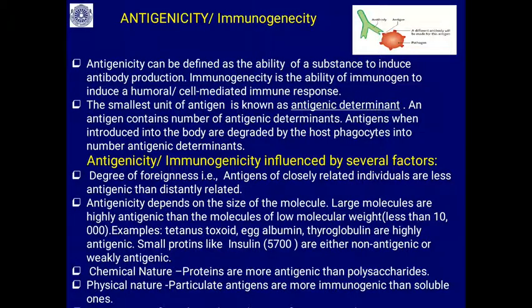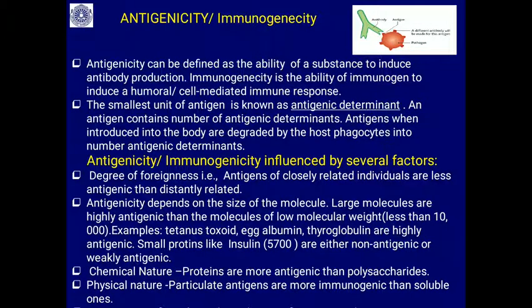Antigens, when introduced into the body, are degraded by the macrophages, host phagocytes, into a number of antigenic determinants or epitopes, and they are displayed with the help of MHC, and that can be understood by the immune cells to bring specific immune response. This ability of an antigen to evoke immune response is called antigenicity or immunogenicity. What are the factors influencing this antigenicity or immunogenicity?